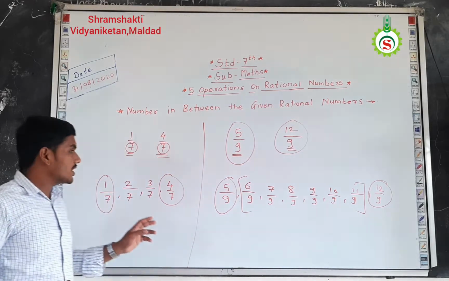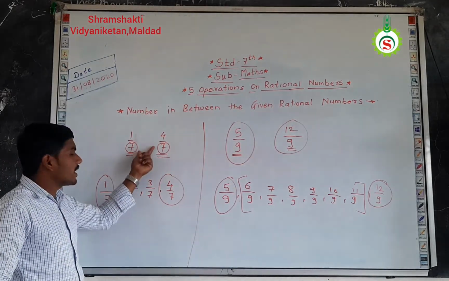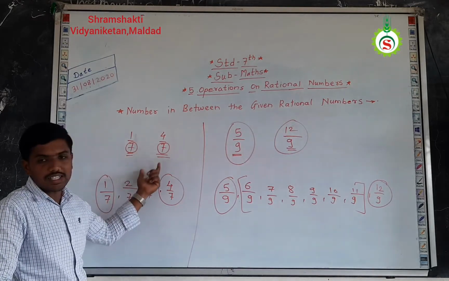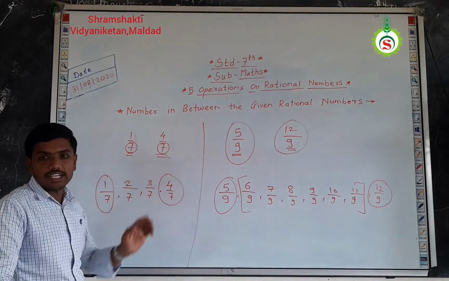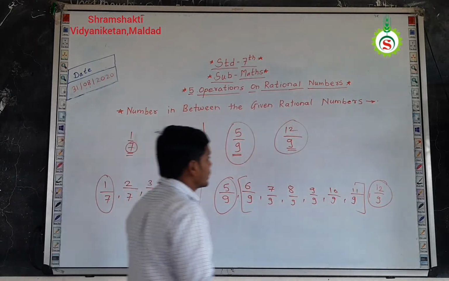Now I think all of you understand how to find the numbers in between given rational numbers where the denominator is the same. But now look here.